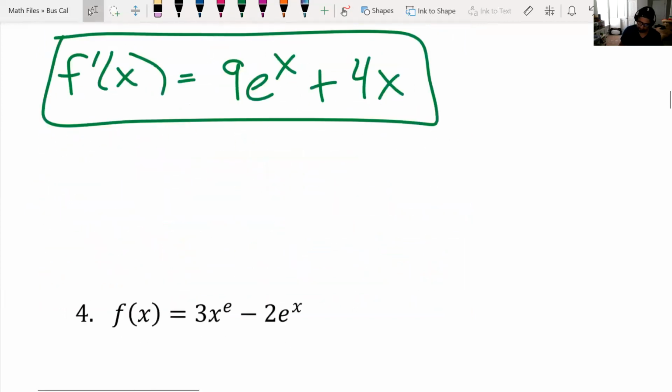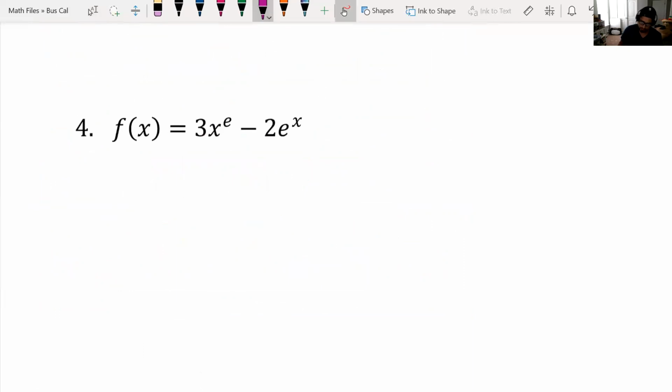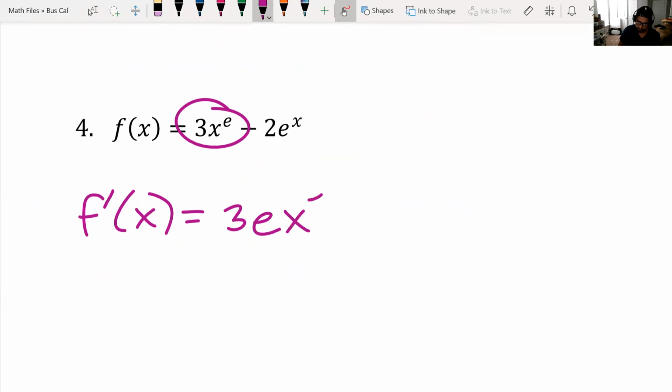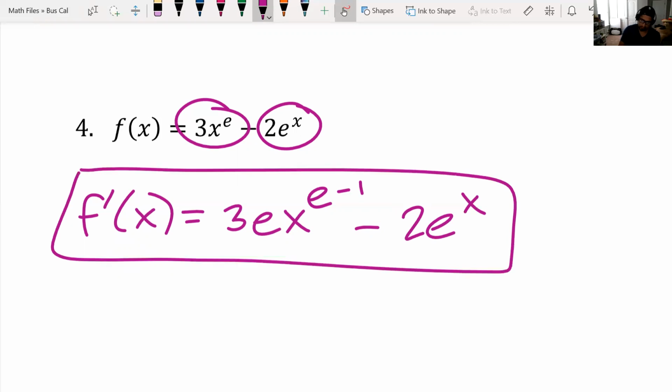Not bad. All right. Last one for these ones. F prime of x, derivative of 3x to the e. Once again, this one, the e comes down, and you get 3e times x to the e minus 1, minus the derivative of 2e to the x, 2e to the x. That's it. And that is the derivative of these exponential functions, e to the x and x to the e.